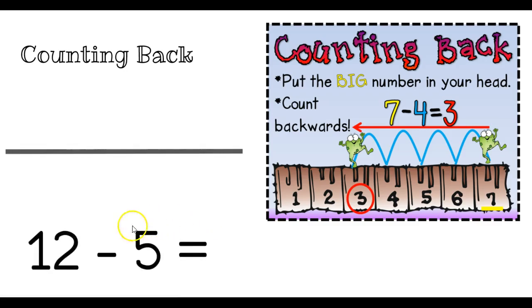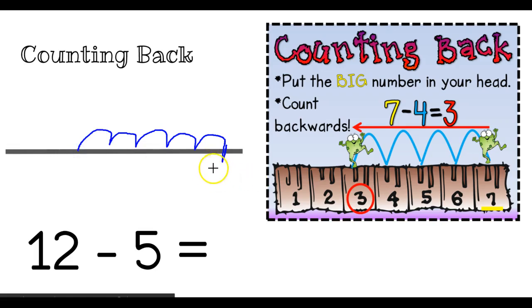All right, let's say that your student is faced with a problem such as 12 minus 5. With an open number line, what they would then do is start off at their 12. So they'd mark here and say, okay, this is 12, and we're going to count back 1, 2, 3, 4, 5. And so we count those, and we say 12, 11, 10, 9, 8, 7. So 12 minus 5 equals 7.